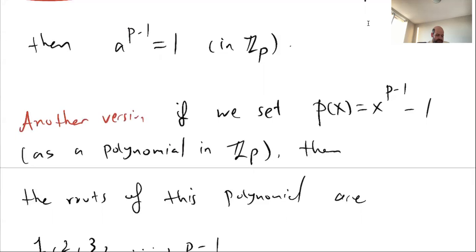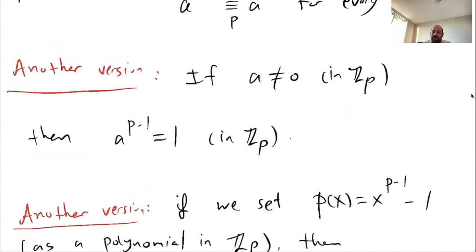So this is very interesting. Look at this polynomial, X to the power P minus 1, minus 1. It's a polynomial of degree P minus 1. Lagrange's theorem says that this polynomial can have at most P minus 1 roots in Z_P. And Fermat's theorem says it actually has P minus 1 roots. Which P minus 1 roots?